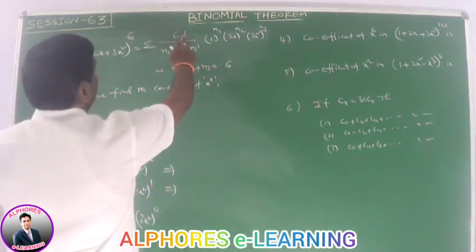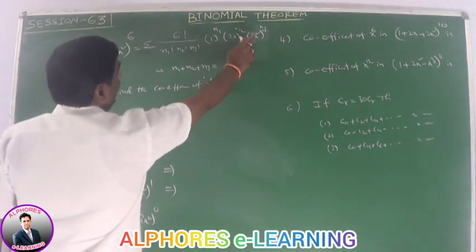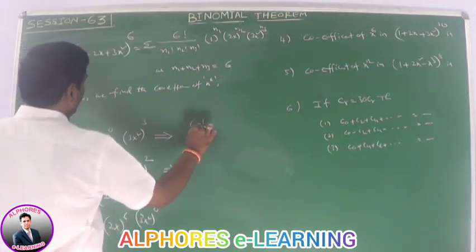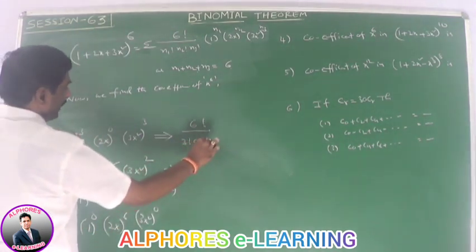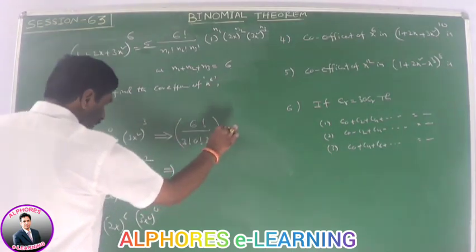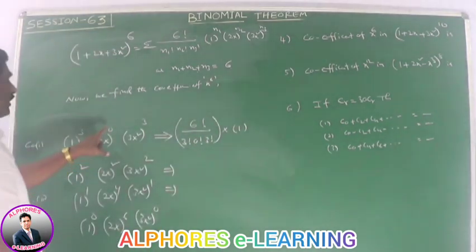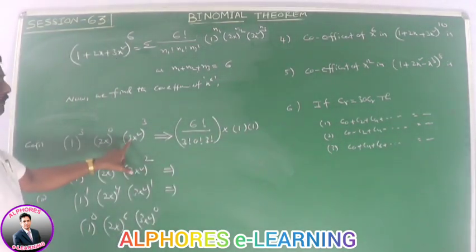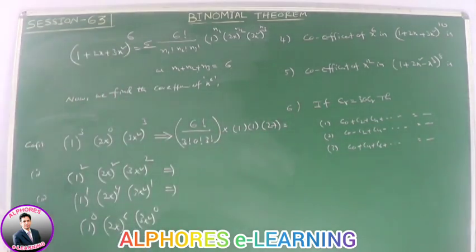Here what is the coefficient? 6 factorial by n1 factorial, n2 factorial, n3 factorial, into 1 power n1, 2 power n2, 3 power n3. That is the coefficient. So in this case, the coefficient is 6 factorial by the index values: 3 factorial into 0 factorial into 3 factorial, into 1 power 3 which is 1, 2 power 0 which is 1. You consider the coefficient values: 3 power 3, that means 27. Simplify this value.